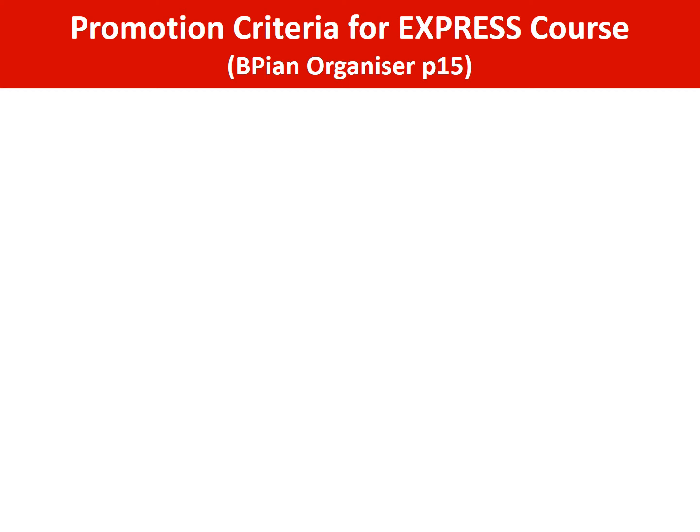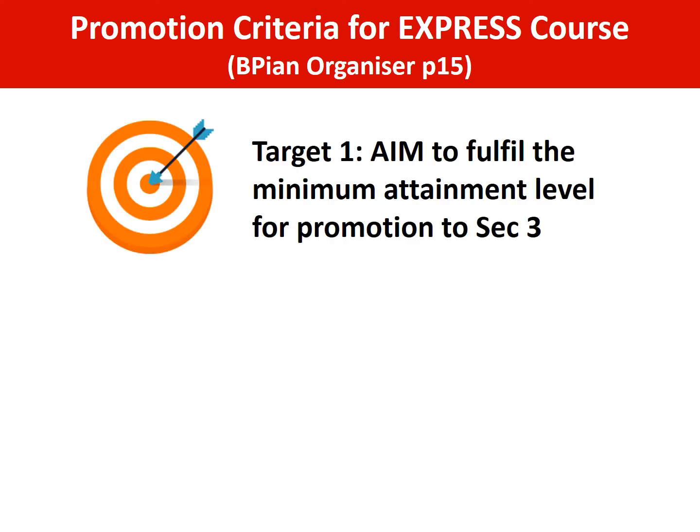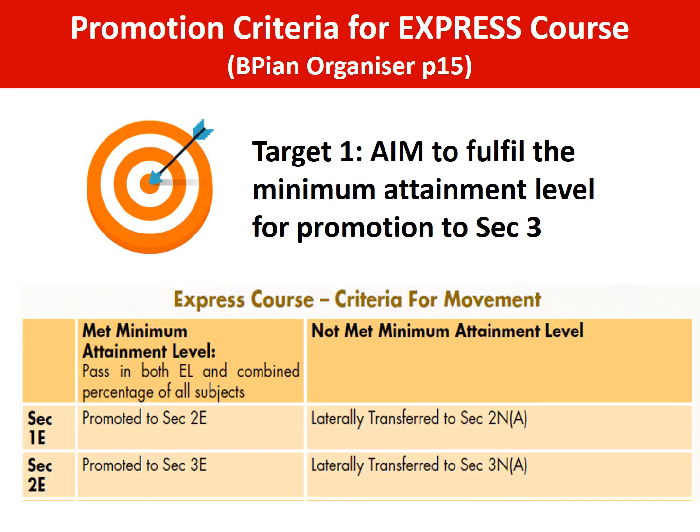The promotion criteria for express course can be found in the BPIN Organizer, page 15. All students should aim to fulfill the minimum attainment level for promotion to Sec 3. The minimum attainment level for 2 Express is a pass in both English and combined percentage of all subjects. If you're not able to meet the minimum attainment level, you'll be laterally transferred to 3NA in 2022.